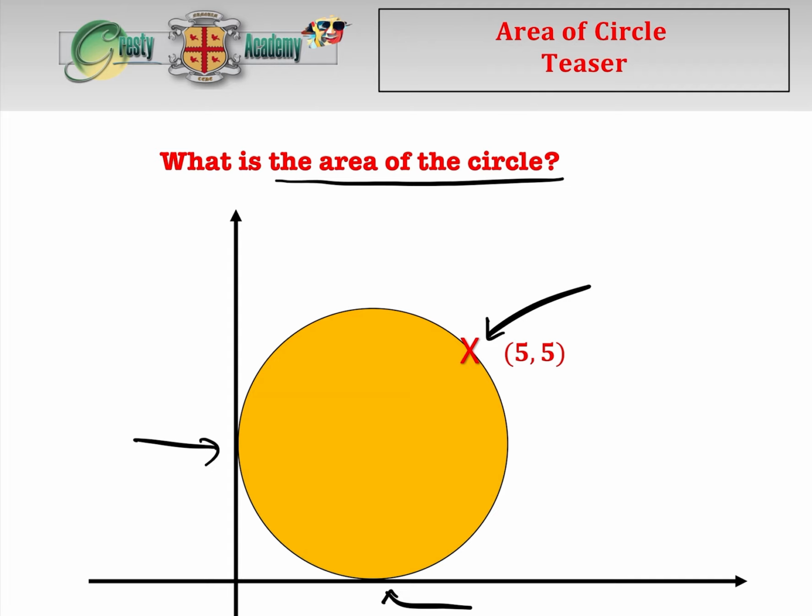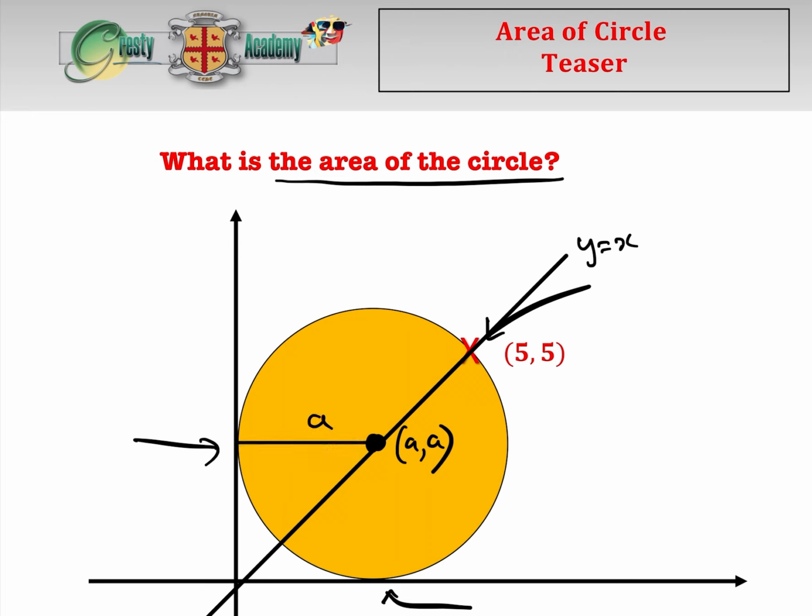What we're going to do is use symmetry to solve this. So we're going to draw the line y equals x, which goes through here. And y equals x also, by symmetry, goes through the centre of the circle, and let's call that a. That's the line y equals x by symmetry, which means that by symmetry, that distance there is a, and this distance here is a, the radius of the circle.